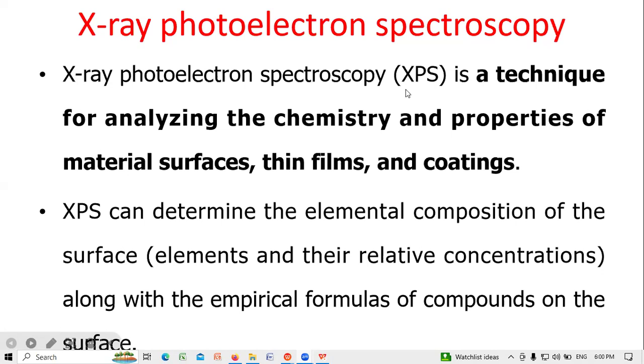X-ray photoelectron spectroscopy is a technique for analyzing the chemistry and properties of materials, surfaces, thin films, and coatings. It can determine the elemental composition of the surface elements and their concentrations, along with the empirical formulas of compounds on the surface.